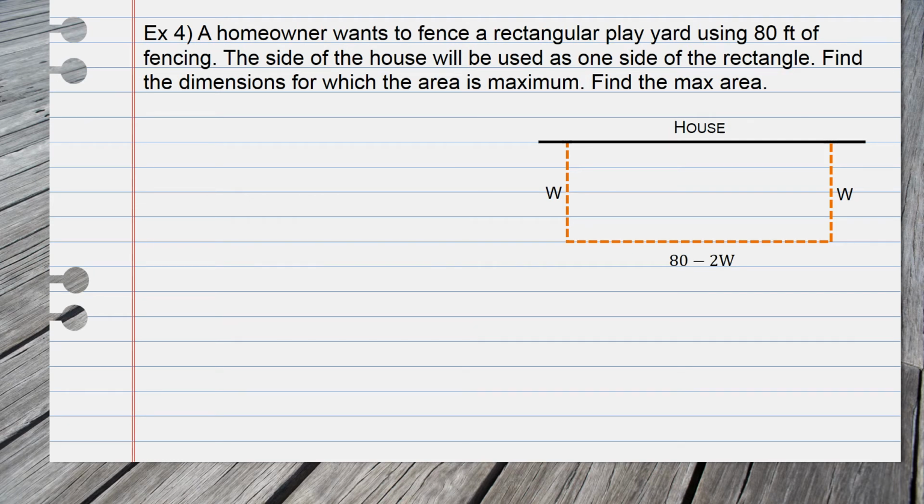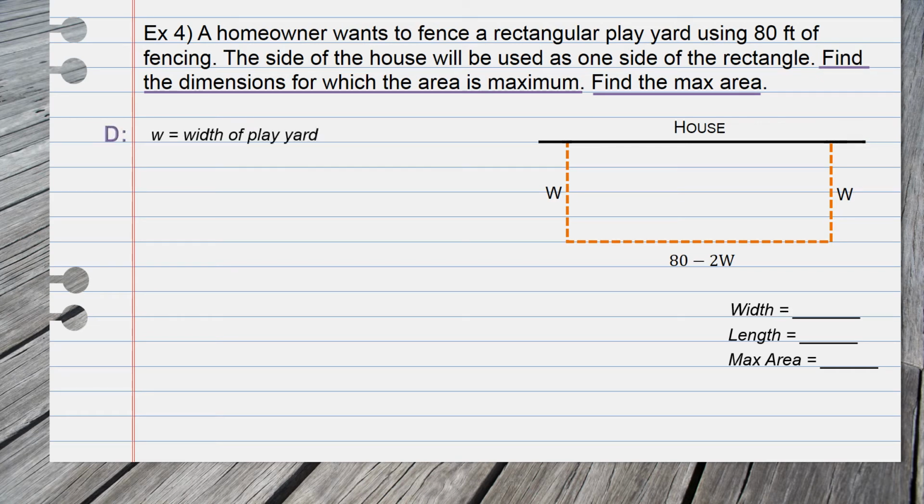Alright, now let's look at the problem. It says, find the dimensions for which the area is maximized. When it says dimensions, it means we're being asked to find the width and the length. Also, it says, find the max area, which means we're also trying to find that. So this problem, we have to find 3 specific things. Well, let's get started. First, we will need to define our variable. In this case, since we have W, we will define it as W equals the width of the play yard.